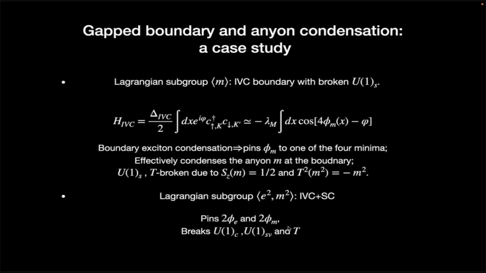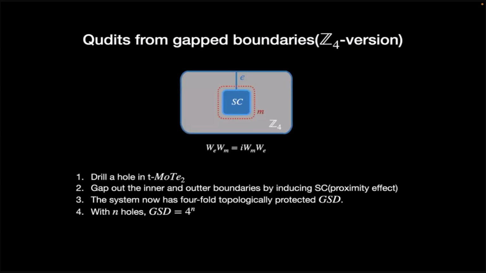So in summary, by enumerating the anyon condensations in the Z4 order, we can enumerate all the possible gapped boundaries of the Z4 order, and they can be distinguished by their anyon condensation pattern or by their symmetry pattern. So they have different symmetries on the boundary. We can actually make use of this to build a topologically protected qudit.